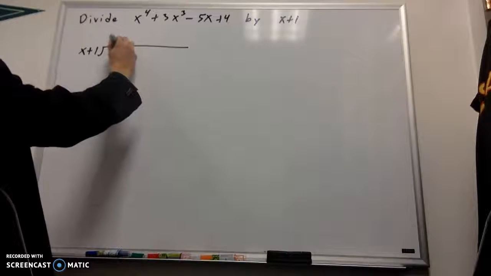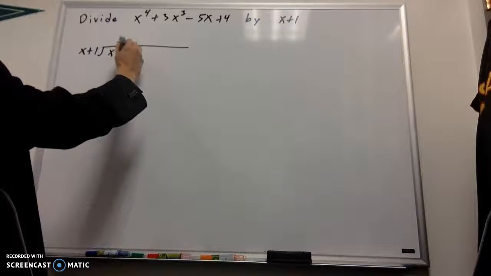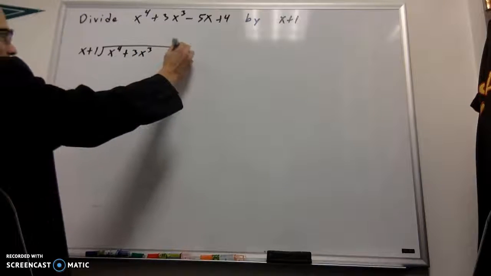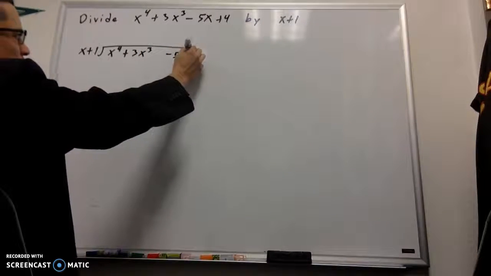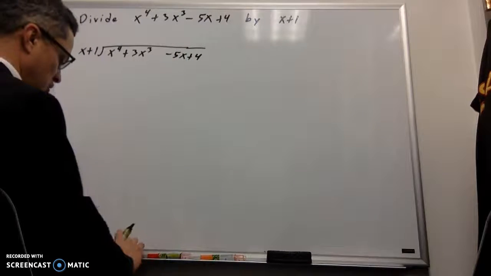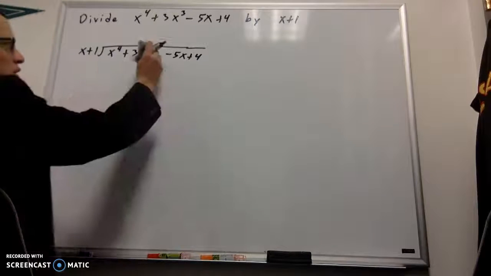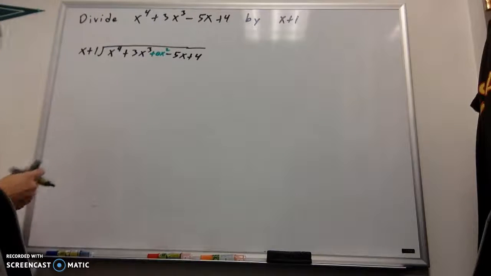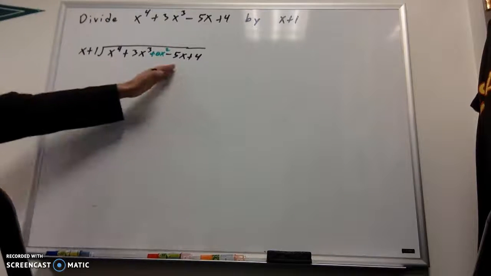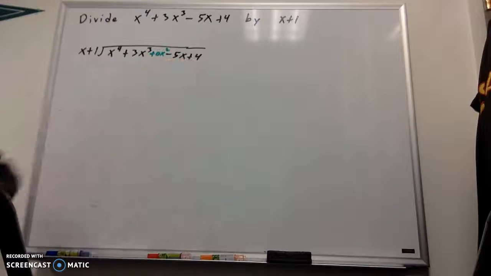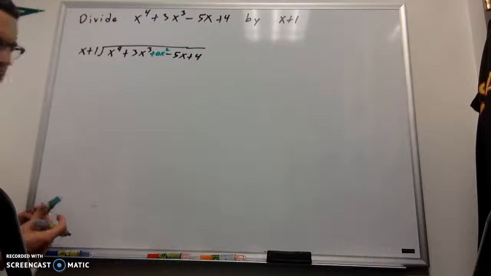And in my dividend, I've got my x to the fourth, my 3x cubed, my minus 5x, and then a plus 4. And if you've watched my other video on long division, you will have seen that I like to put in little ghost x's if I need to. In this case, a ghost x squared, because they need to have descending orders of power, right? Fourth, third, squared, first, and then constant term. All right, so I'm going to go a little quicker on this long division problem.